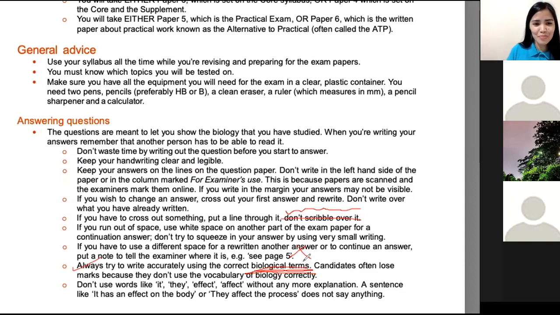Which is very everyday vocabulary. So instead of using the word pooping, use the correct term, which is indigestion. Because you might lose a mark, guys, if you don't use the correct biological term. Don't use words like it, they, effect, affect without any more explanation.